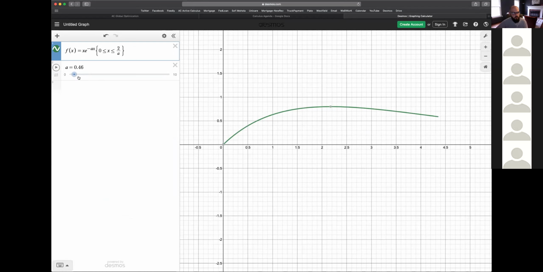So it seems like, as this moves, you can see that we do have this maximum here, but it sort of changes. It kind of changes what our max and mins are. Here's our function x e to the minus ax. We're on this interval 0 to 2 over a.